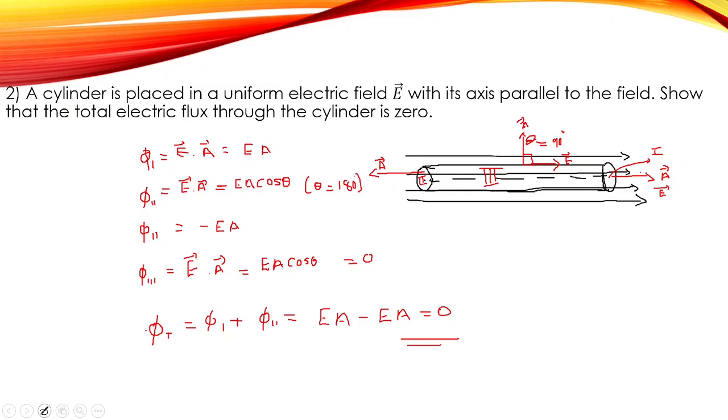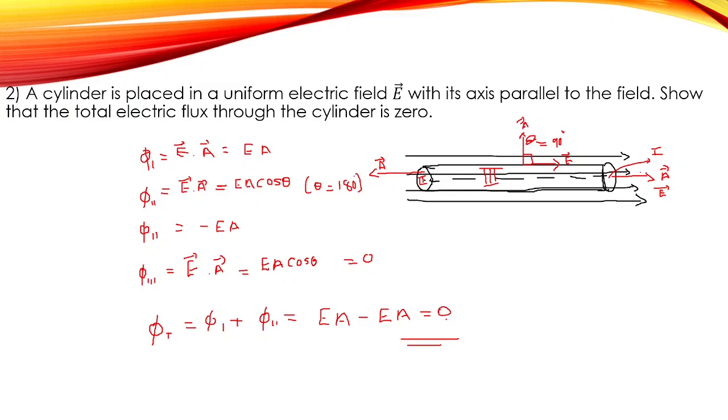So to find the total electric flux passing through this whole cylinder, we need to add the electric fluxes, that is, the electric flux through the first surface plus the second surface plus the third surface. Since the third surface is 0, we are not including it here. So we will get EA minus EA, that is equal to 0. So the total electric flux passing through the cylinder becomes 0.